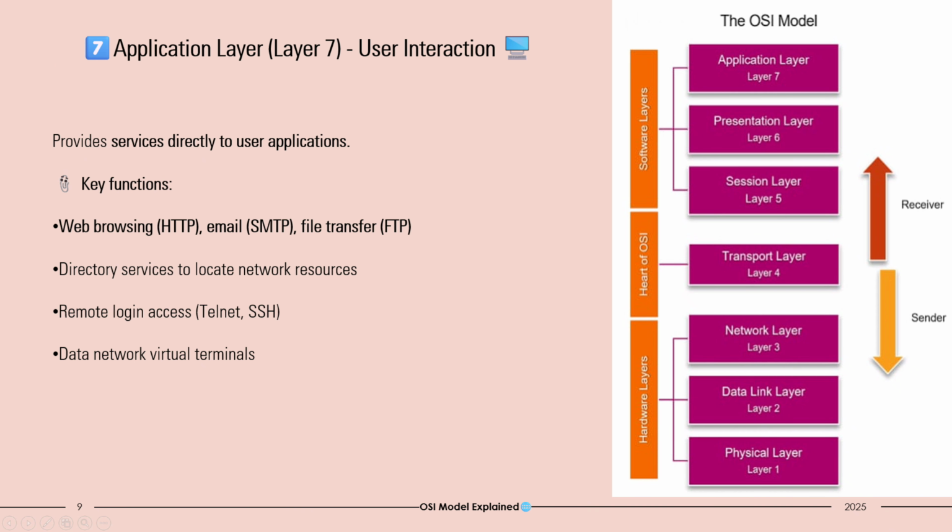7. Application layer, Layer 7. The application layer is the topmost layer of the OSI model. It provides network services directly to applications. This is the layer that users interact with. It includes Network Virtual Terminal, which allows a user to log in to a remote host. File transfer, access, and management, FTAM, enables users to transfer files between systems. Mail services, provides email services. Directory services, provides directory services for locating resources on the network. Web browsing, HTTP enables users to access web pages.